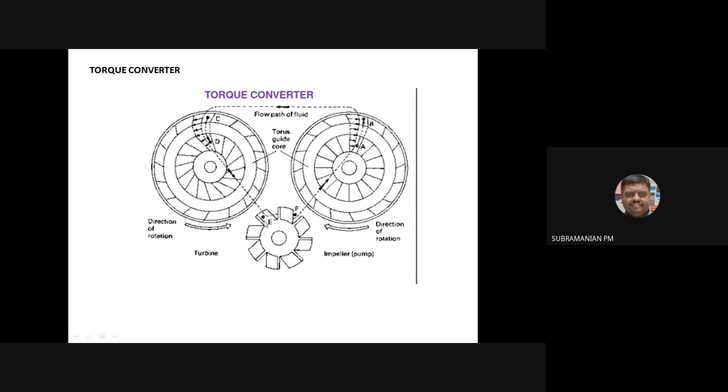So at that time, what will I be doing? I will not be allowing the fluid to strike the impeller. I will be mounting the stator, that is, I will be releasing the stator. Okay, let me make it clear.